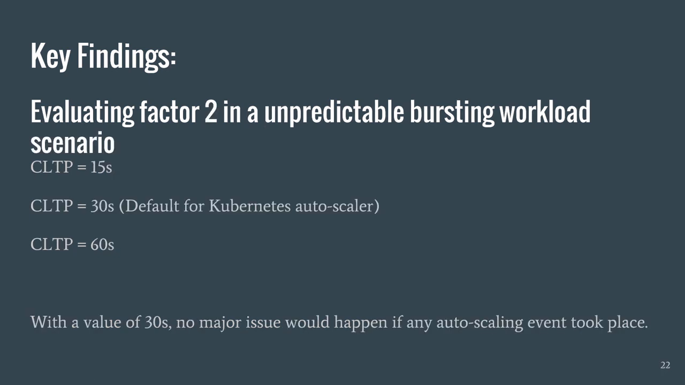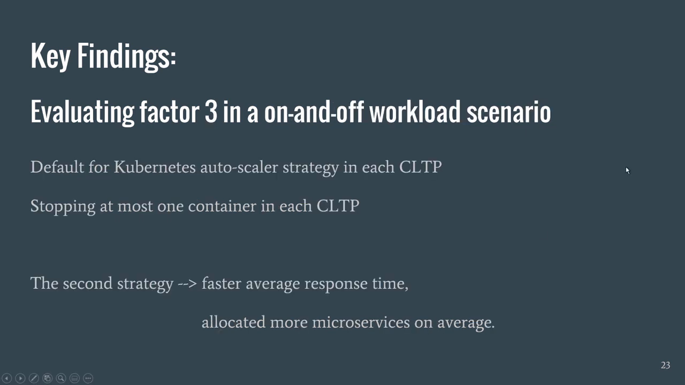The second factor was tested in an unpredictable bursting workload scenario. Of course, it was also predictable since they were the ones who made it unpredictable. And the default for Kubernetes Autoscaler proved to be the best, even though the other 2 intervals offered benefits, but only in certain moments.